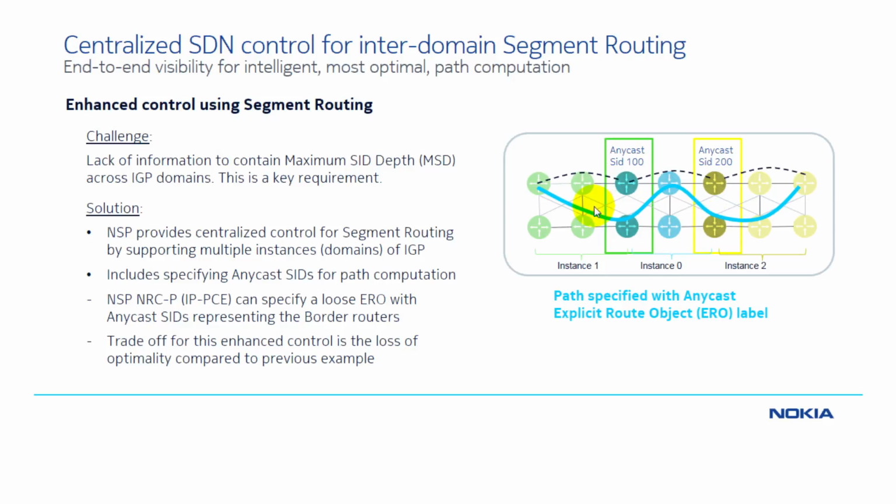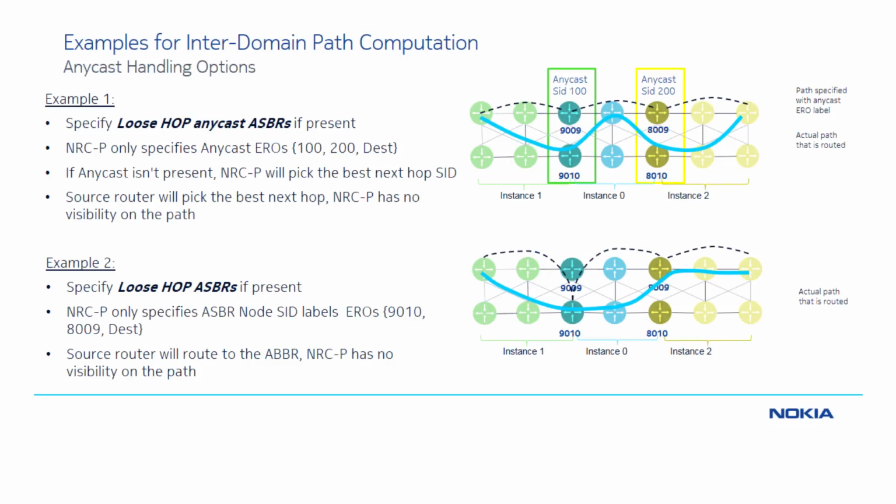So what we do is, while we can optimally calculate a path across these domains, we can also specify if you want to contain the segment routed label stack to only the anycast segment representations. So we offer 2 solutions in the space. Solution 1 is you can specify loose hop anycast ASBRs if they're present. And solution 2 is you can specify loose hop ASBRs.